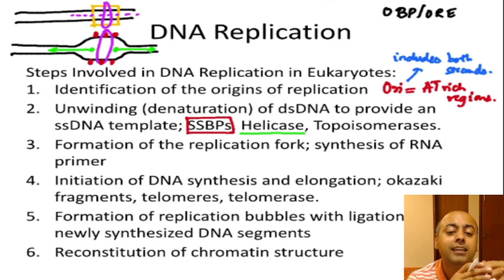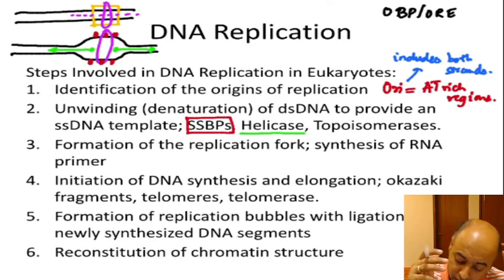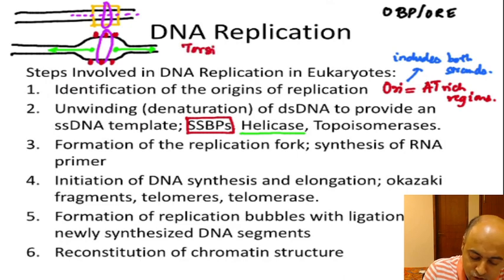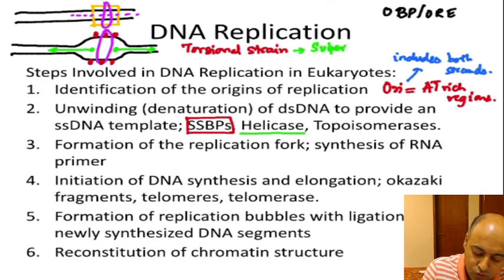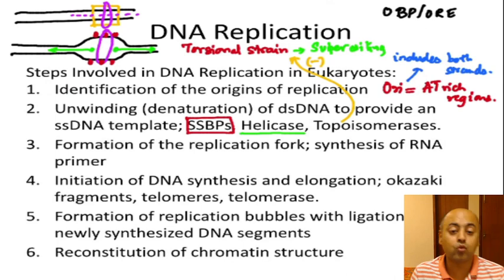When the helicase is causing the unwinding, it also causes what is known as torsional strain. The torsional strain, if it is not relieved, will cause supercoiling. So we have to relieve this torsional strain, and the torsional strain is relieved by the topoisomerase.